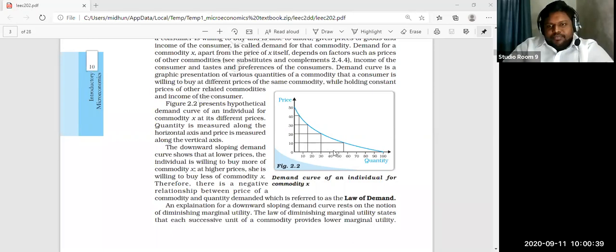A negative movement is here: the quantity is reducing. So we can easily understand that it is going to be a downward sloping demand curve. Downward sloping demand curve.